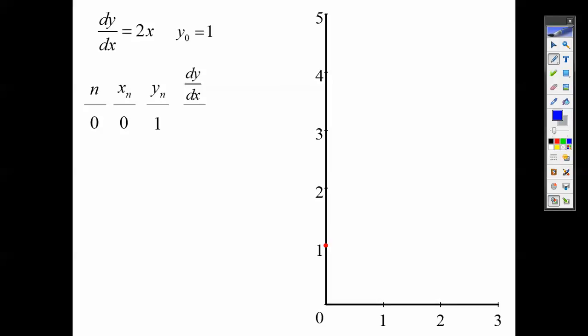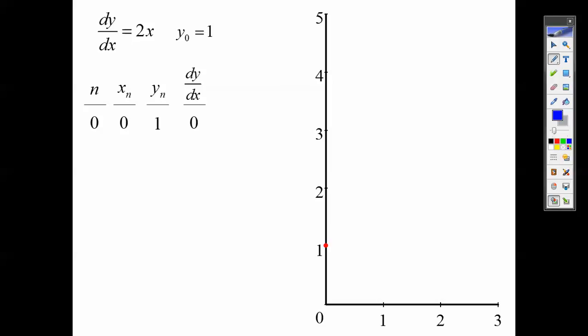The differential equation gives you your slope. So we're going to plug into there, and you plug in a 0 and a 1. Well, there's no place to plug the 1, so we just plug in the 0 for x, and we get a slope of 0. So that tells us at this point, the slope is 0.